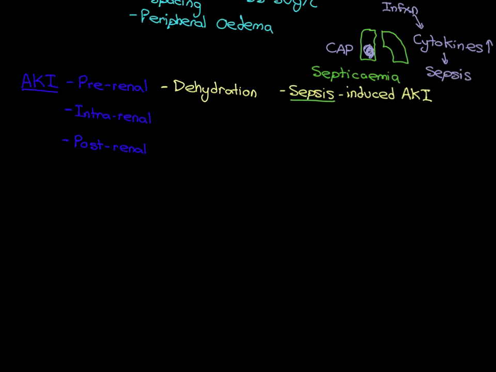Other tissues, in particular your kidneys and your liver, can start misfunctioning, and that is what sepsis-induced AKI is. It is a problem with the function of the kidneys that is induced by this sepsis state, these too high levels of cytokines within the bloodstream.